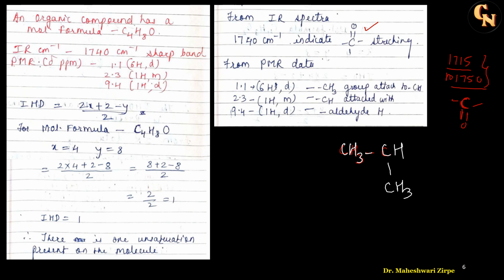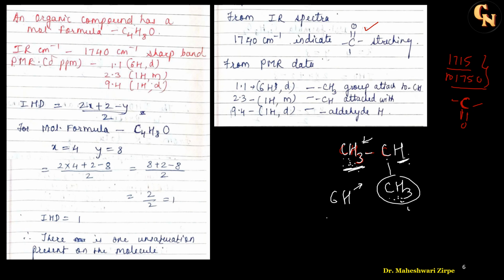If it is in this fashion, then these 6 hydrogens will have the same environment, because they are directly attached to the carbon. These protons have in their neighborhood one carbon and one hydrogen. Similarly, this CH3 also has in its neighbor one carbon and one hydrogen. So these two CH3 groups have the same environment. That's the reason why these 6 protons will show a doublet because of this one hydrogen in the neighbor.